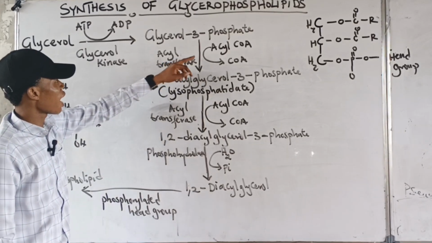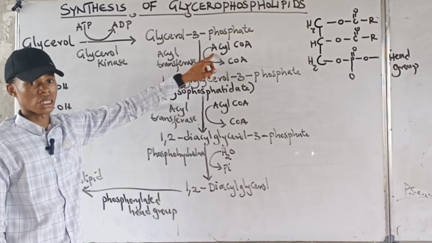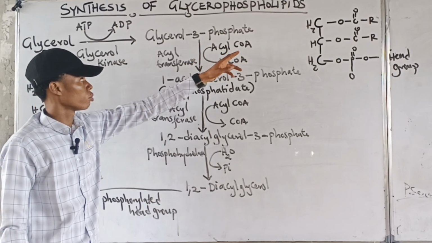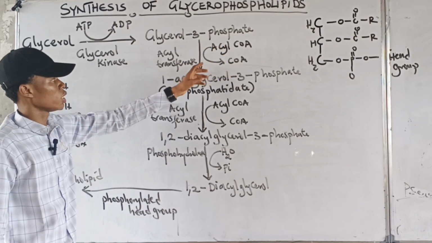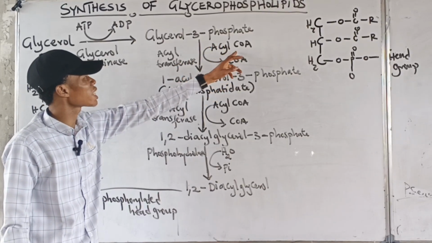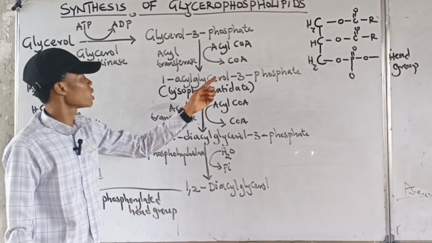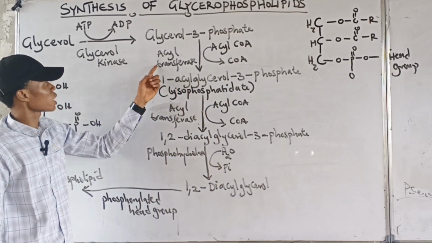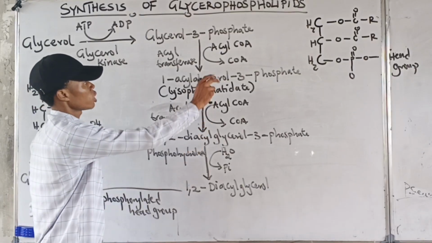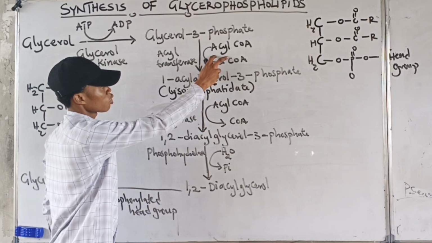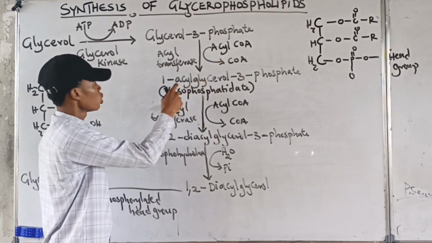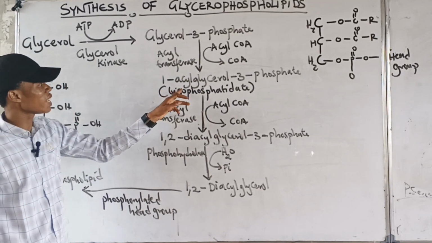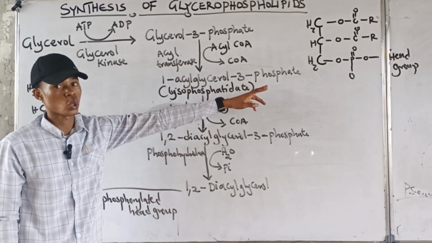So here we have our activated fatty acid called fatty acyl-CoA, or you just call it acyl-CoA. Now the fatty acyl-CoA comes in and CoA is given up. So the acyl group is now added to carbon 1. The enzyme catalyzing that is acyl transferase. So acyl transferase transfers acyl group from fatty acyl-CoA to position 1 of this glycerol. So we'll now be having 1-acyl glycerol 3 phosphate.